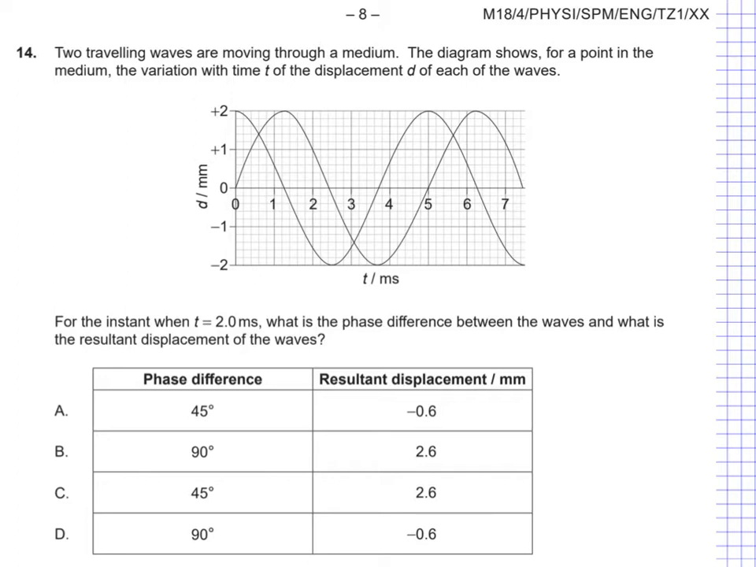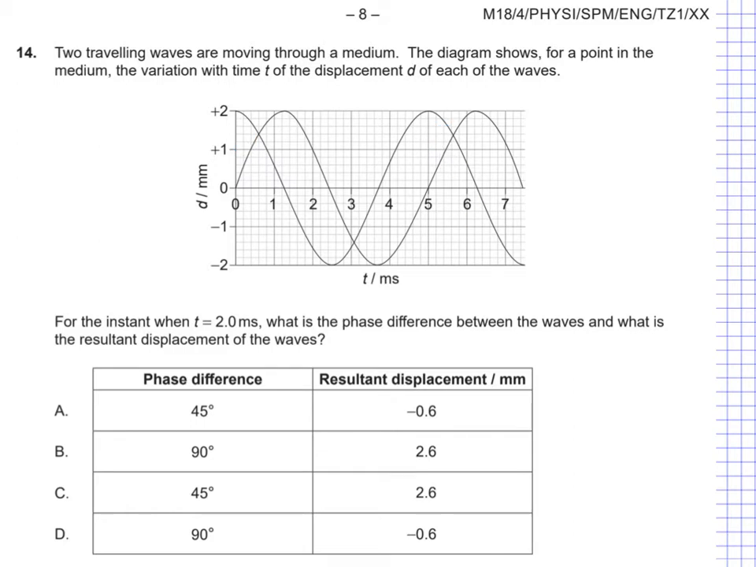We have two travelling waves moving through a medium. The diagram below shows, for a point in the medium, the variation with time of the displacement d for each of the waves. So here we can see we've got two different waves. Let's look at this one first. It goes up, it comes down, it goes up, it comes down. And this one over here starts up and comes down and up and down.